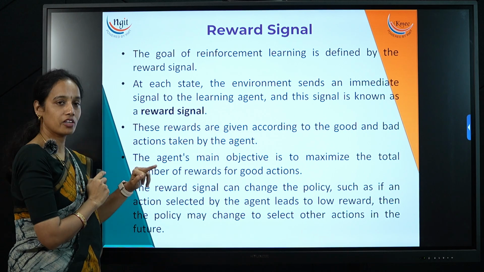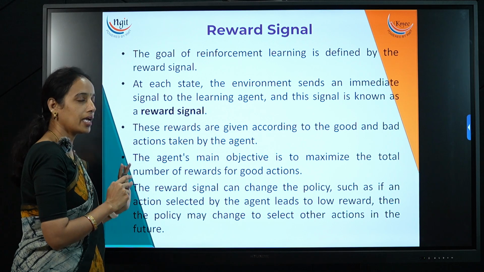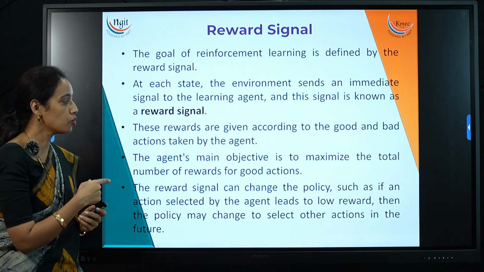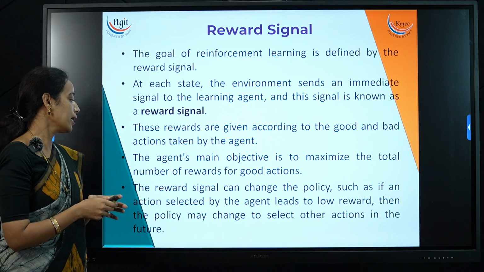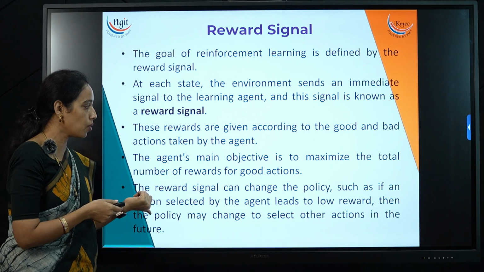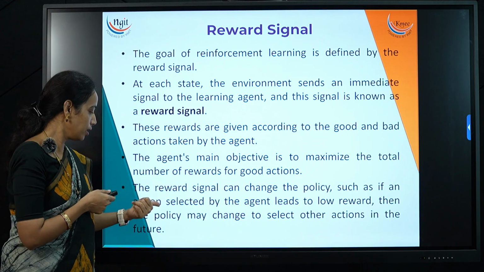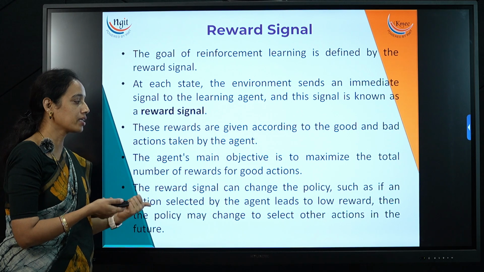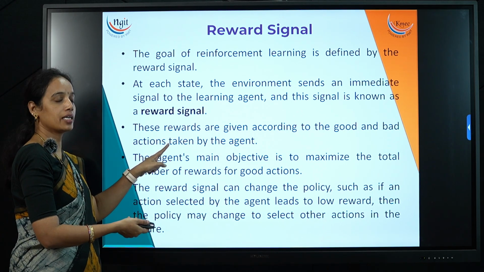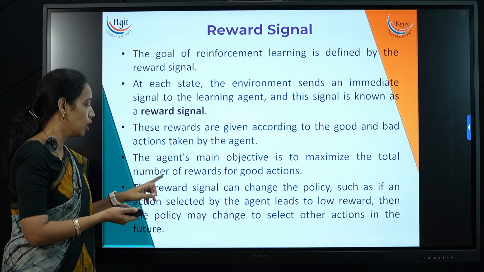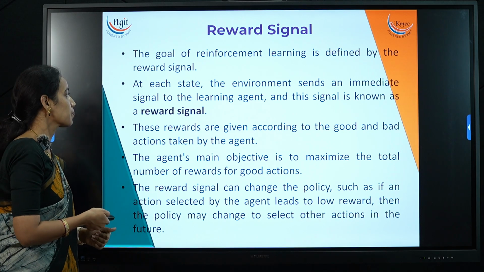These rewards are given according to the good and bad actions taken by the agent, and the agent's main objective is to maximize the total rewards for good actions. This reward signal can change the policy. For example, if an action selected by the agent leads to low reward, then the policy may change to select other actions in the future. Why? Because the main objective is to maximize the total rewards, so definitely we have to change the policy.